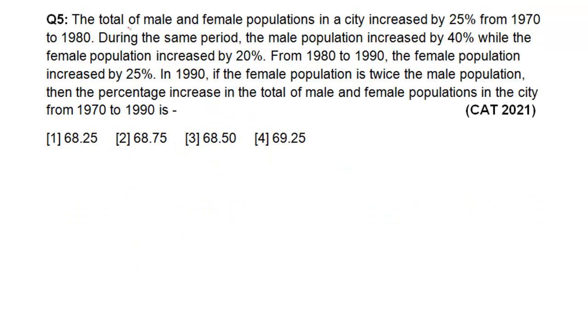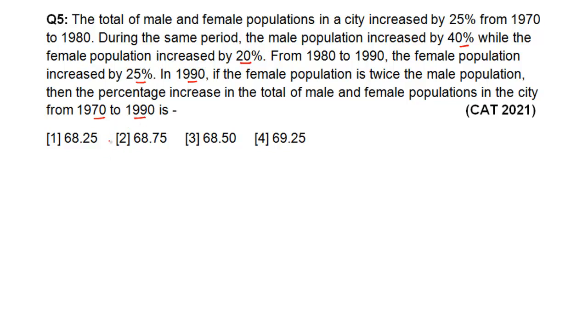Let's take the next question. The total of male and female population in the city increased by 25% from 1970 to 1980. During the same period, the male population increased by 40% while the female population increased by 20%. From 1980 to 1990, the female population increased by 25%. In 1990, if the female population is twice the male population, then find the percentage increase in the total of male and female population in the city from 1970 to 1990.